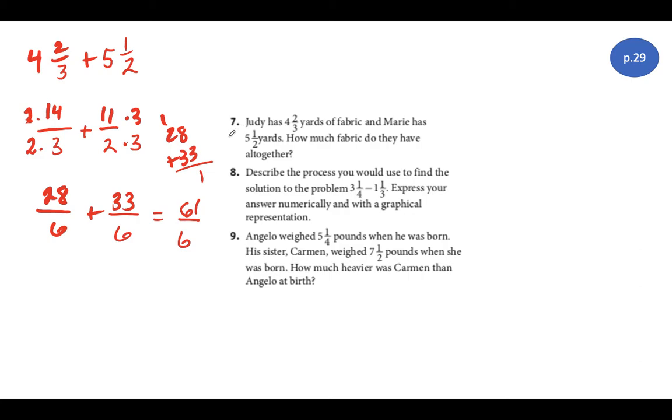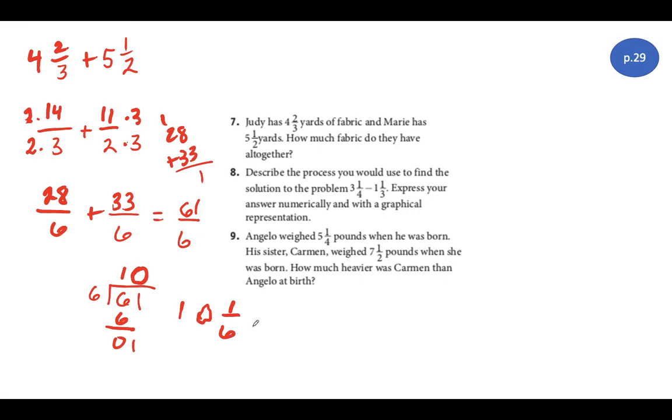So 61 over 6. But you don't want to leave, since it's a word problem, I know I said improper fractions are fine for algebra. The only exception is word problems. So 6 goes into 61. 6 goes into 6 once with nothing left over. 6 does not go into 1, so I'm going to put a 0 right here. And I have a remainder of 1.